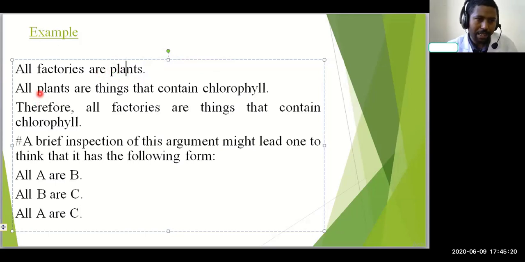But here, plant refers to the living organism, the life body, the flora. So the meanings of plant here and here are quite different. So we cannot understand these two as if they are similar.